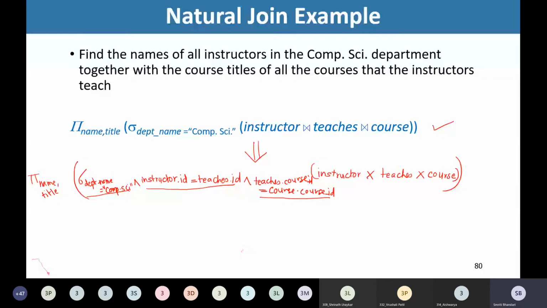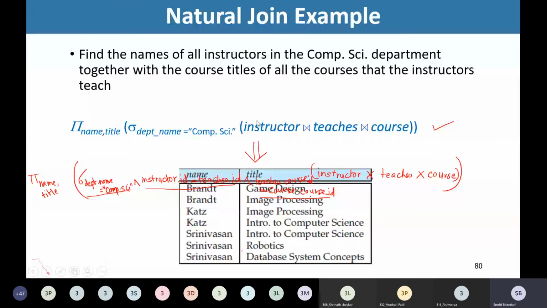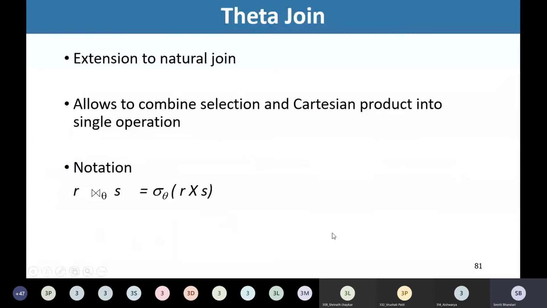Yes, ma'am. Fine. So this is actually the output of this statement, or both the statements are giving us the similar output. So we are having name and the title of the course that these instructors are teaching. Okay, so let's proceed now with one more concept of theta join.